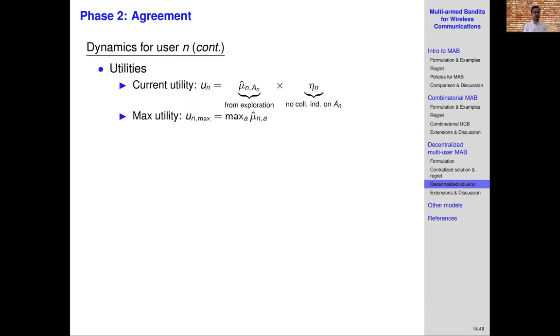So utilities in this phase are defined as follows. A user's current utility is the product of the estimated expected reward of the selected arm that comes from the exploration phase and the collision indicator on the selected arm. So if the user observes a collision on the selected arm, the current utility will be equal to 0. Maximum utility of a user is defined as the maximum expected reward it could get as the sole user of any particular arm.